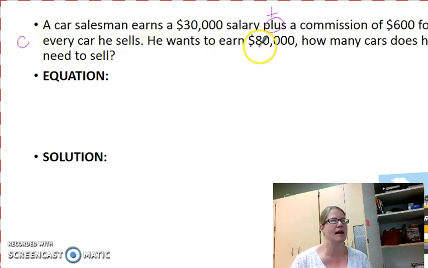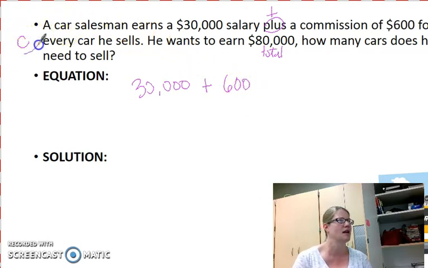He wants to earn $80,000. So that's the total that he wants to earn, is $80,000. How many cars would he need to sell? So we're trying to find out how many cars. So we know his base salary is $30,000. So we're going to write down here the base salary, and then we're going to add on his commission. He's going to get $600, but he's not just going to get $600 once, he's going to get $600 for every car he sells. So I'm going to multiply that by C.